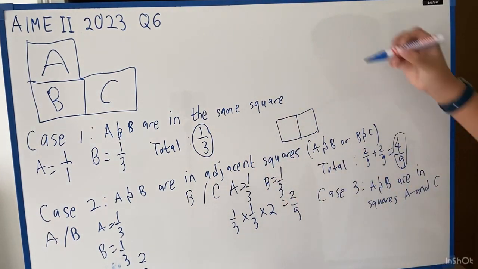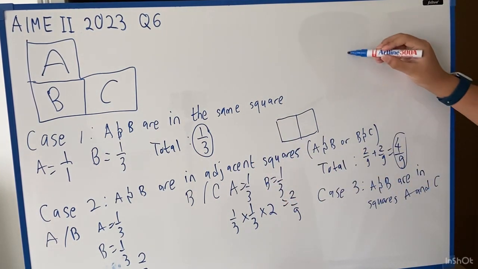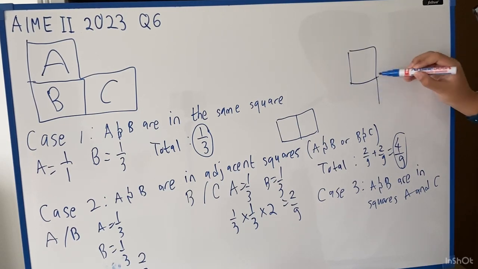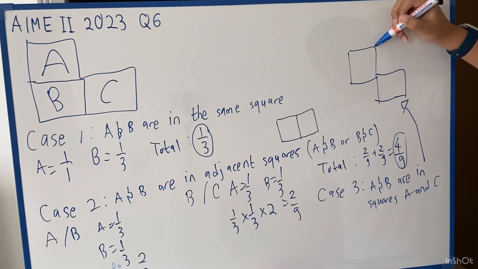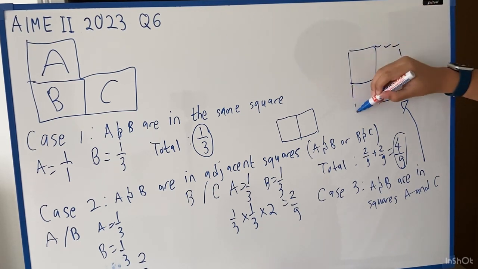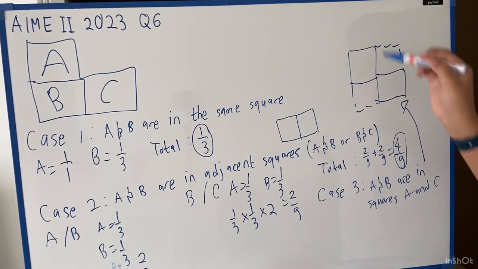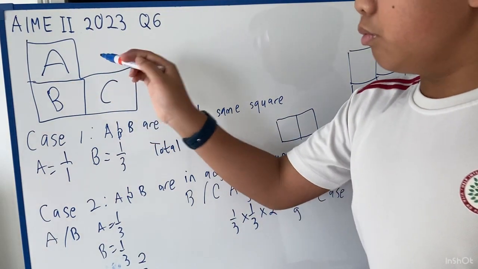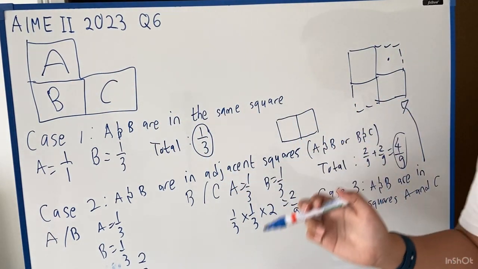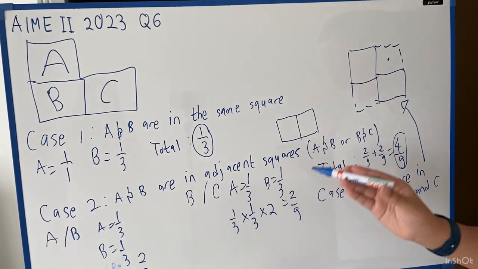But for case 3, I'm just saying that A and B have to be in these 2 squares. And therefore there are some hidden lines in here. So therefore this is the boundary. And yes, it means that the midpoint of AB can go out of the region. And what's the probability of that? That's what we have to find out so we can find the answer.